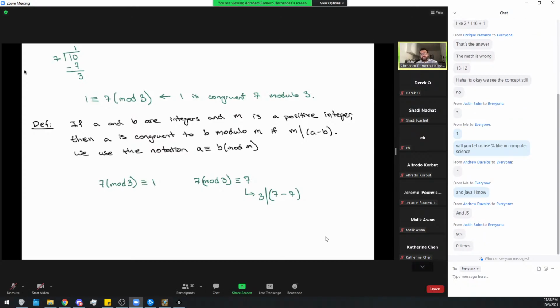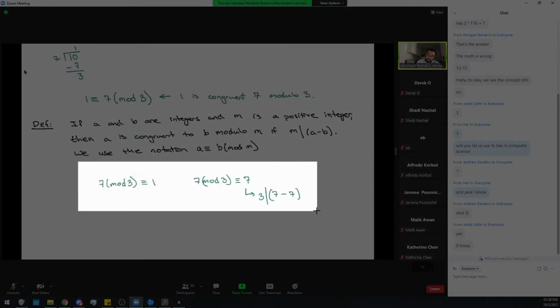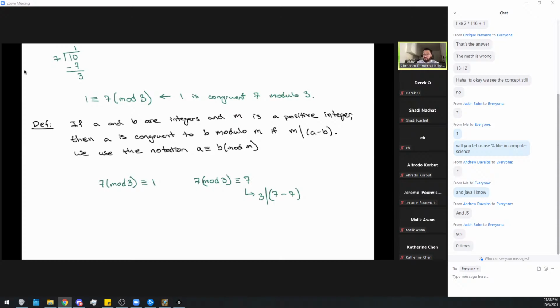Yeah, exactly. It's not a trick question. I'm not asking you guys a trick question. 3 can divide 0. So notice that these are set to two different things. They're congruent to two different things.